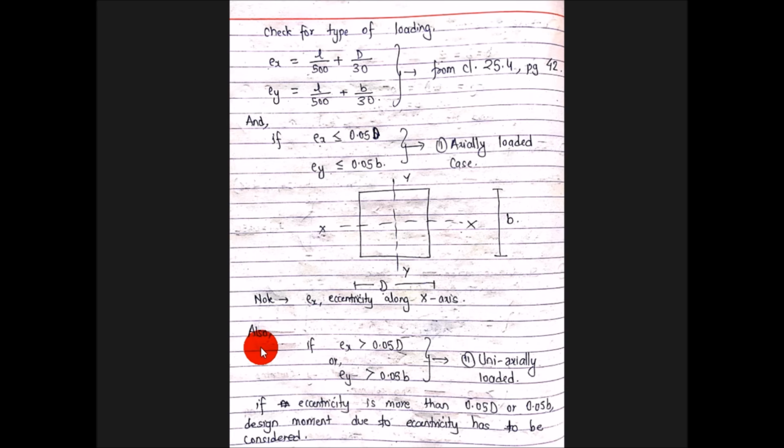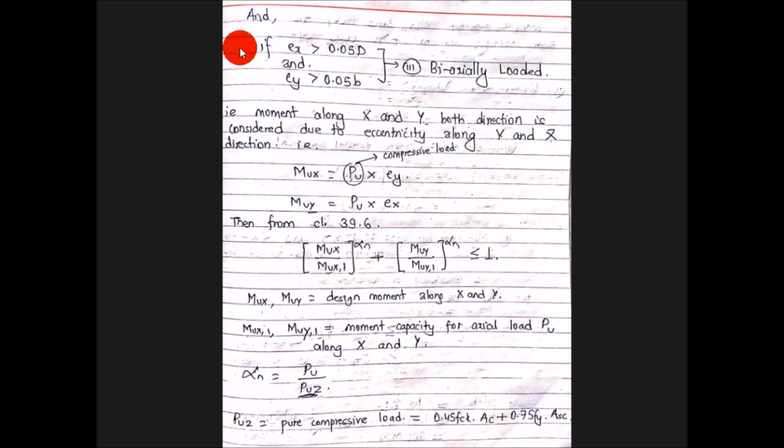Also, if Ex is greater than 0.05 D or Ey is greater than 0.05 B, any of these conditions satisfied, that is, if Ex is greater than 0.05 D and Ey is less than or equal to 0.05 B, then it will be a uniaxially loaded condition. If eccentricity is more than 0.05 D or 0.05 B, the design moment due to eccentricity has to be considered. In the axially loaded case, we had neglected the moment due to eccentricity as described in the code. Now, if Ex is greater than 0.05 D and Ey is greater than 0.05 B, it is a biaxially loaded case.